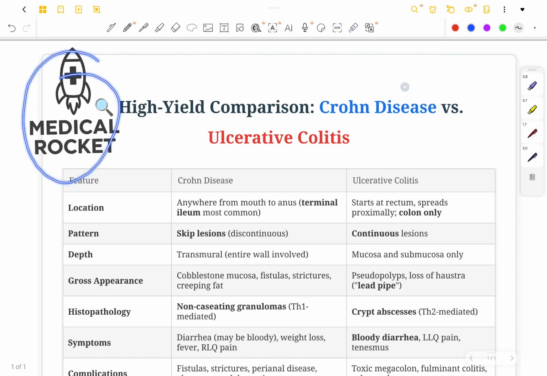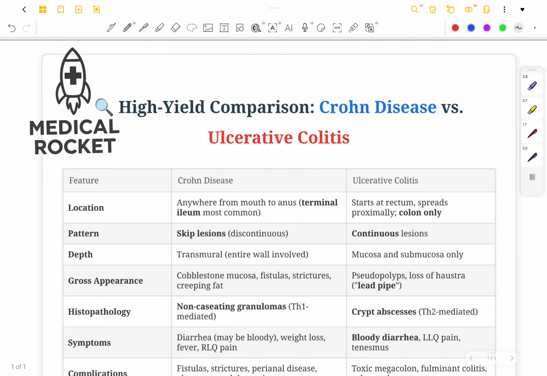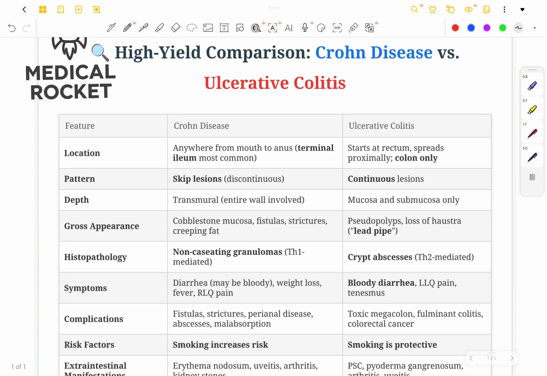Today, we'll be learning how to distinguish Crohn disease from ulcerative colitis, a classic high-yield comparison in inflammatory bowel disease, IBD, that shows up frequently on the USMLE and clinical rounds. Overview. Both Crohn disease, CD, and ulcerative colitis, UC, are types of IBD, not to be confused with IBS, which is irritable bowel syndrome. They share some overlapping features like diarrhea, abdominal pain, and systemic symptoms, but differ significantly in their pathology, distribution, and complications.